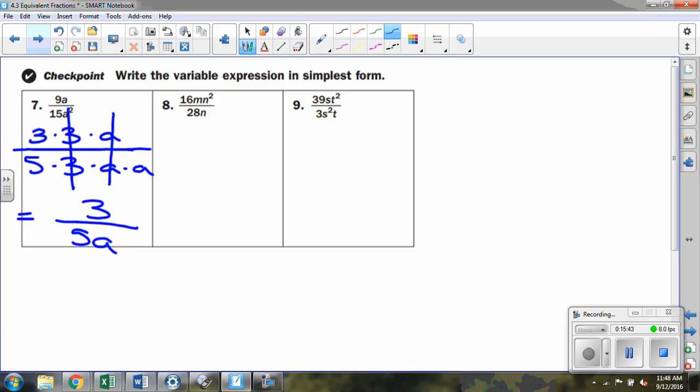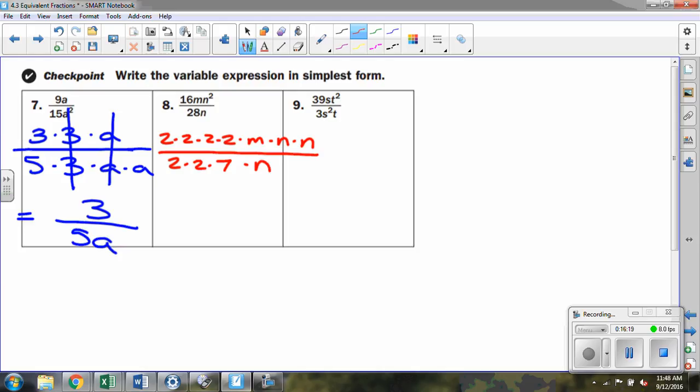What about the second one? 16. 2 times 2 times 2 times 2. And I know I'm going through that quickly because you know how to do factor trees, you know how to get the prime factorization. Then we had m times n times n. 2 n's because our exponent was 2. Since 28 is 4 times 7, we wind up with 2 times 2 times 7 times n.